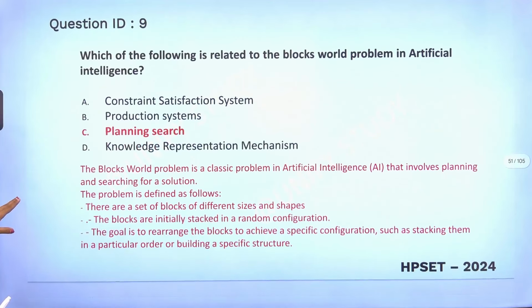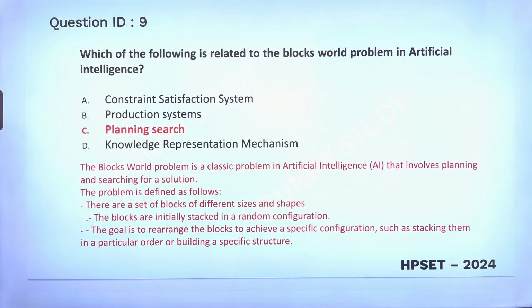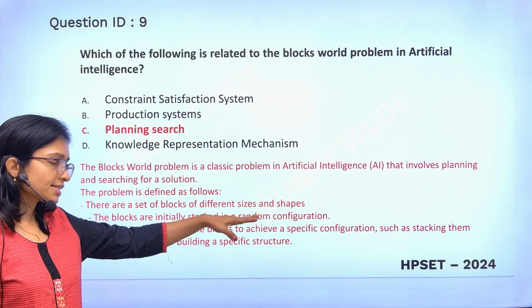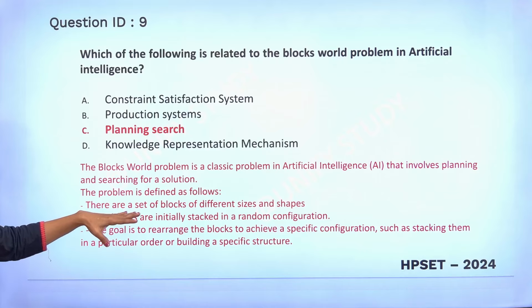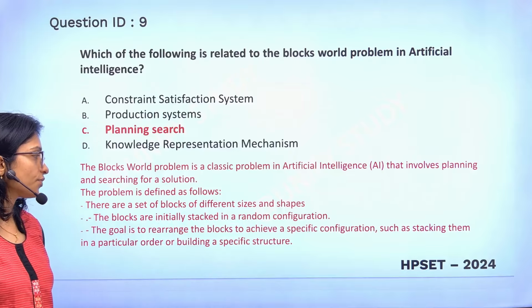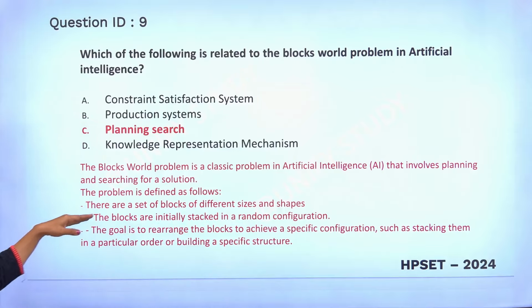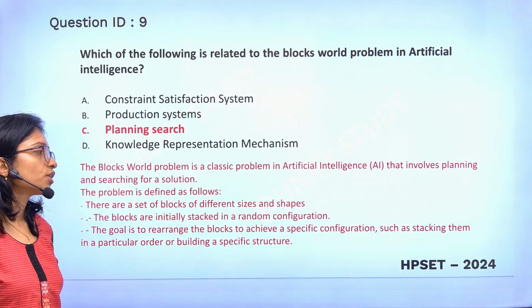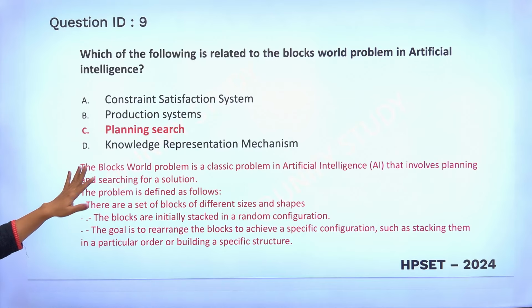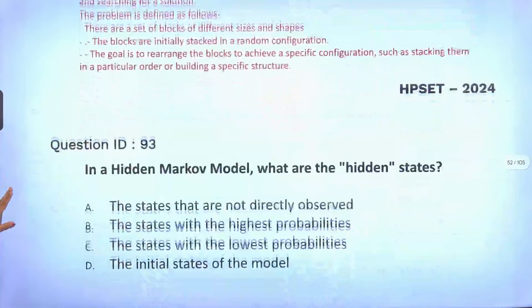Planning search. Block world is the classical problem of this searching. The problem is defined as a set of blocks of different size and shape. Normally kids play with blocks, right. The blocks are initially stacked in a random configuration. The goal is to rearrange them into a specific shape. That is building blocks, which all the kids play with. That is one type of planning search.